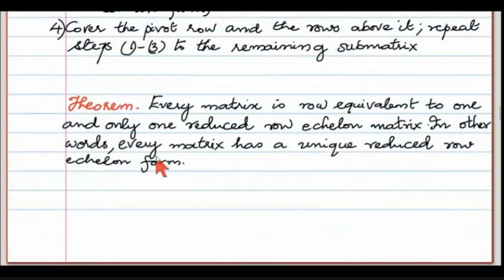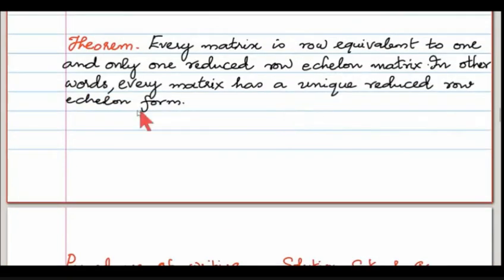Another theorem: every matrix is row equivalent to one and only one reduced row echelon form. In other words, every matrix has a unique reduced row echelon form.